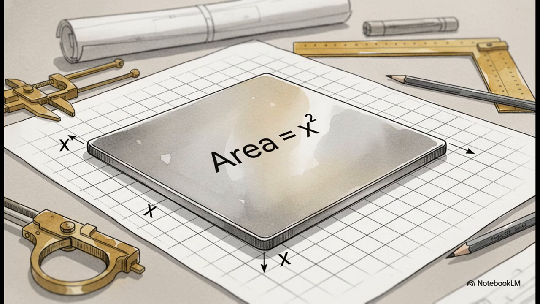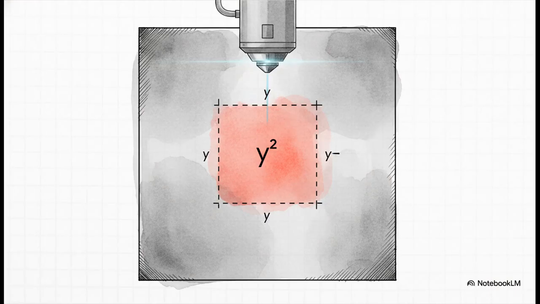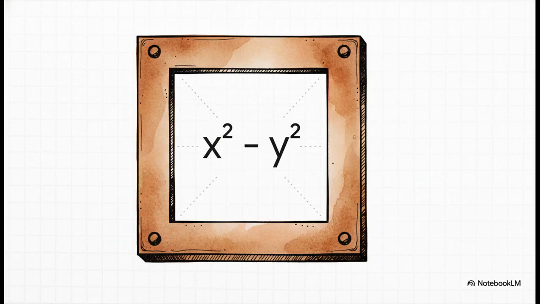It's x squared. Okay, now as part of the design, she needs to cut a smaller square hole right out of the center of that plate. Let's say this smaller square has sides of length y, which would give it an area of y squared. So what's the area of the metal that's actually left over? Well, it's the area of the big square minus the area of the little square she removed. It's x squared minus y squared. Does that sound familiar? Because it should. It's a perfect difference of squares.